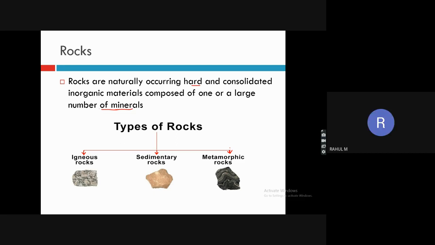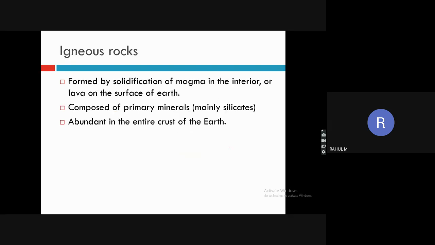Yeah, okay, fine. It is related to lava formation. Lava, something, right? So we'll see what it is. So your igneous rock is formed by the solidification of magma in the interior or lava on the surface of Earth. Right. So lava solidification is how igneous rocks are formed. Now it is composed of primary minerals, mainly silicates. Okay. So this is important. It is mainly composed of silicates, and it is abundant in the entire crust of the Earth. You can find it in plenty on the surface.